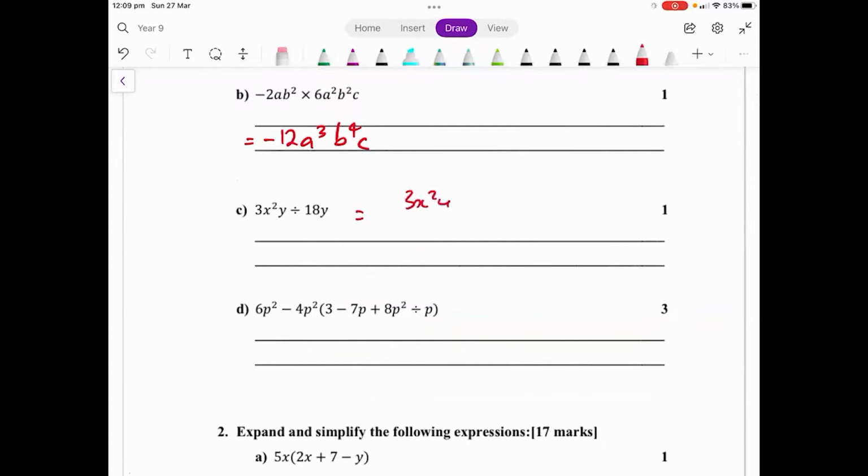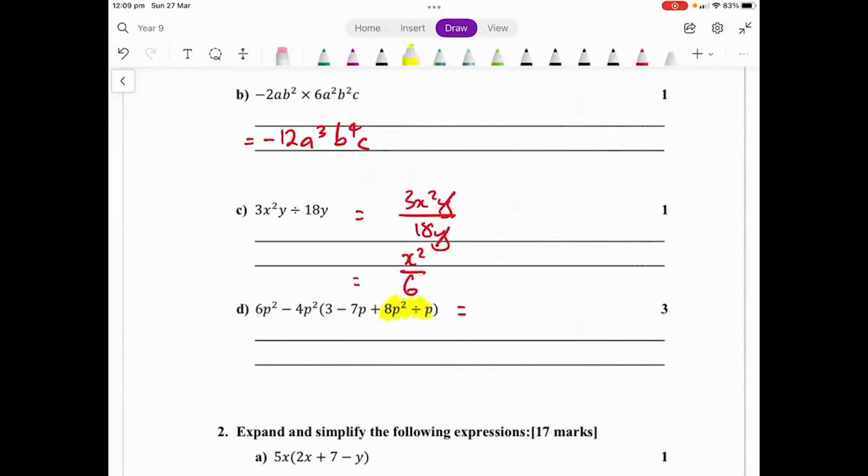Question C, we write it as a fraction. So 3x squared y is the numerator, 18y is the denominator. Once we do that, we can see that the y's will cancel. That gets us 3x squared over 18. 3 over 18 is 1 over 6. So the final answer is just x squared over 6.